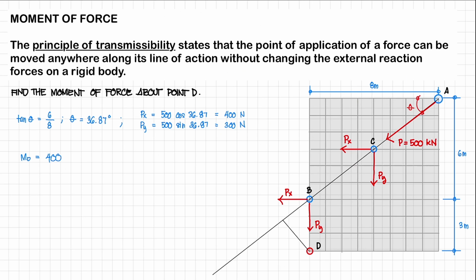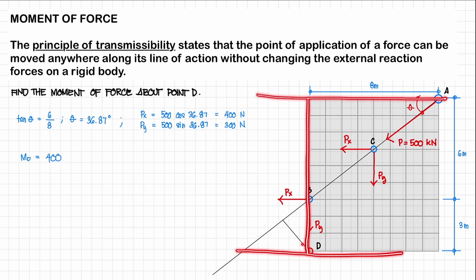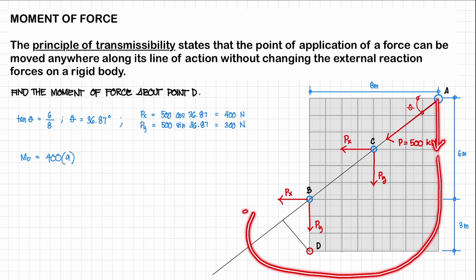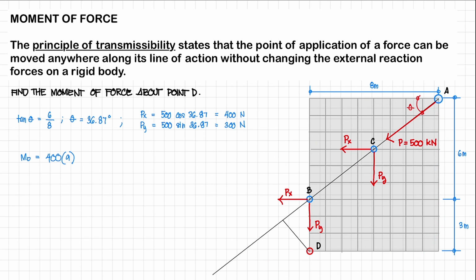What is going to be our perpendicular distance? So this is going to be our perpendicular distance. So this is 9 meters. So we're going to multiply this by 9 meters. All right, next we have our Py. So for Py, it is going to rotate in a clockwise direction. So this is going to be positive. So we are going to add plus Py, which is 300 newtons.